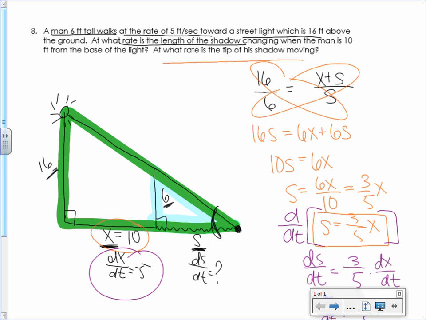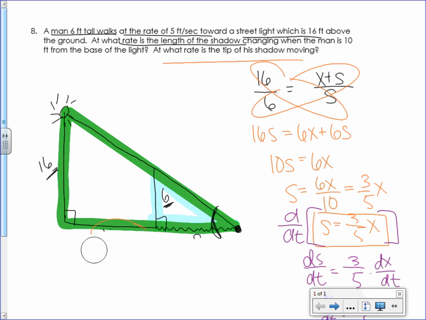So the tip of the shadow, I'm going to erase this bit right here. The tip of your shadow, this was x and this was s, is dependent on both of these. So I care about x and s. So I'm looking at the derivative of that whole side.